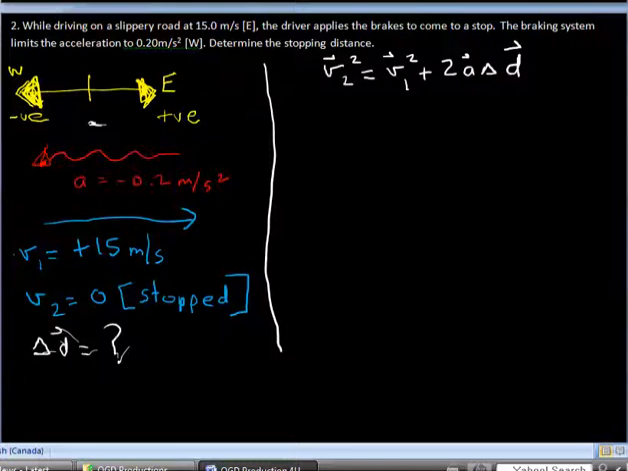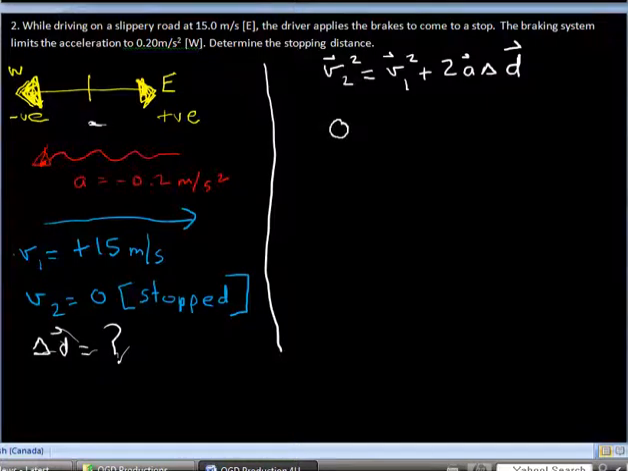We're given the first velocity. It is positive 15 meters per second because it's east. We know the fact that it stopped. Your final velocity is equal to 0. I don't know the displacement. That's what I'm looking for. The other thing I don't know is time. I'm not looking for time. I don't want time. You don't need to use time.